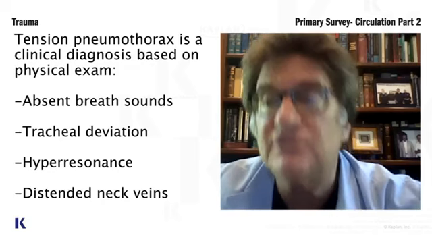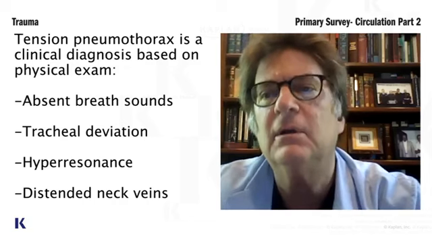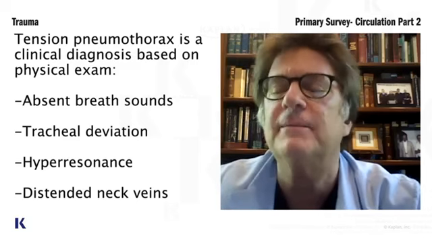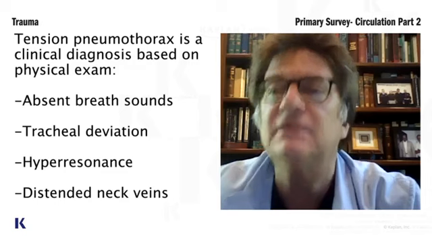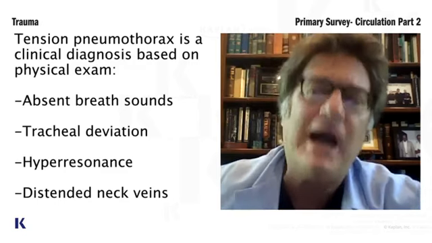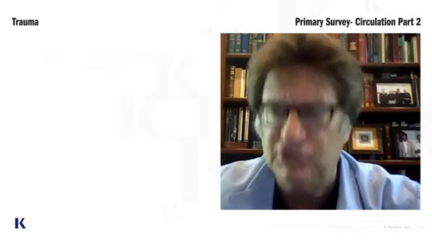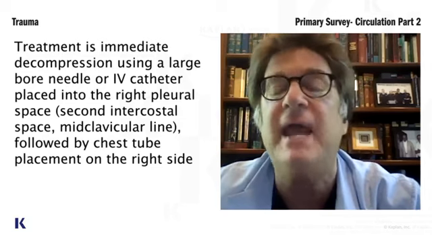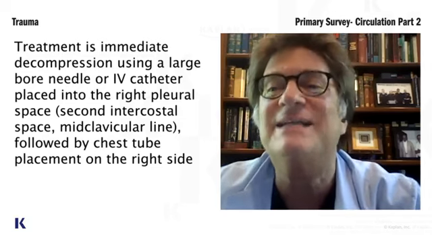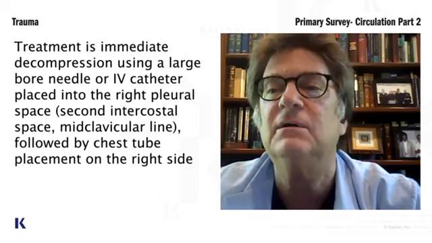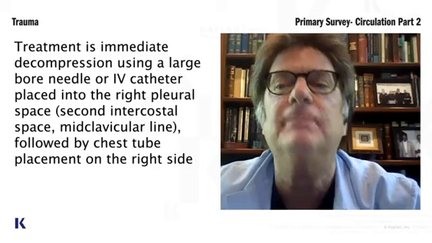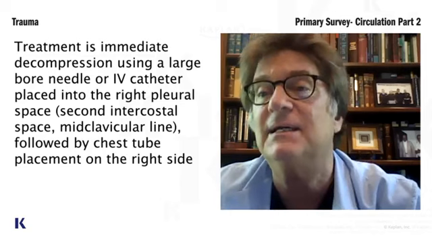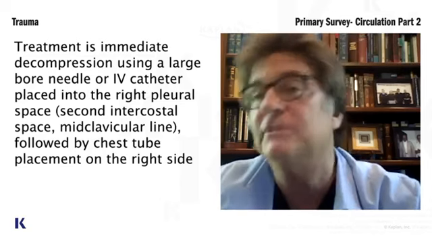And in that scenario, very important, your heart can't fill. That's so important to say it again. Your heart can't fill. So how do you treat a tension pneumothorax? The way you treat a tension pneumothorax is by putting a needle into the second intercostal space. What you're doing is you're decompressing the tension pneumothorax and turning it into a regular or simple pneumothorax.